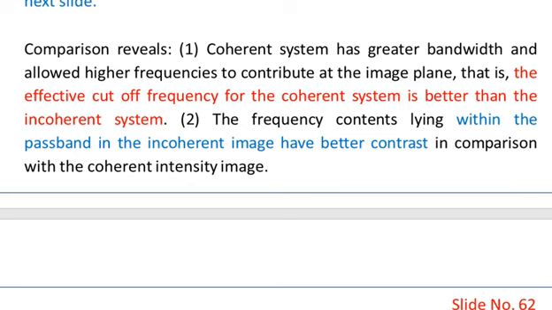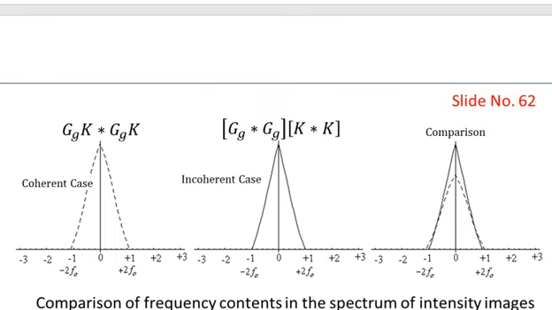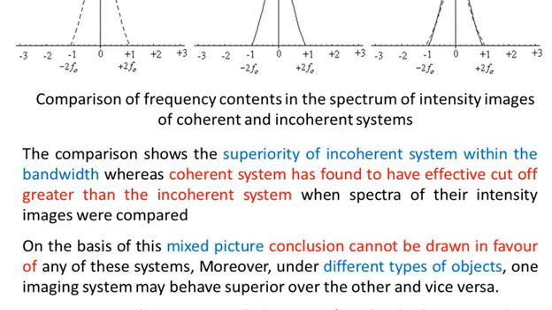Second step, the frequency contents lying within the pass band in the incoherent image have better contrast in comparison with the coherent intensity image. So you see that the intensity for the coherent system is higher. It means that these frequencies have got higher magnitudes, which means higher contrast. So the incoherent system frequencies have a higher contrast in comparison with the coherent system.